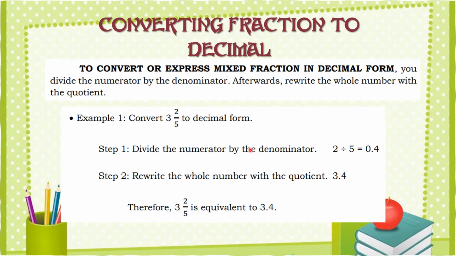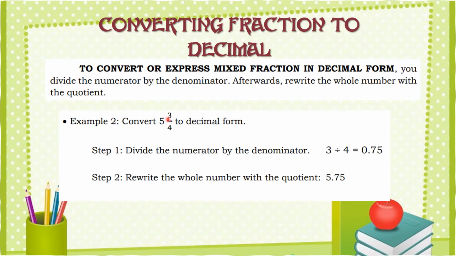Next, convert 3 and 2/5. We are now dealing with a mixed number. When we are dealing with a mixed number or mixed fraction, we are going to convert first the proper fraction to a decimal form. So we have here 2/5. We divide 2, the numerator, by the denominator, which is 5. 2 divided by 5 is equal to 0.4. And 0.4, we add to the whole number, which is 3. So we have here 3.4. Therefore, 3 and 2/5 is equivalent to 3.4.